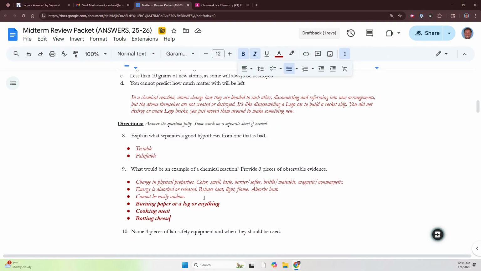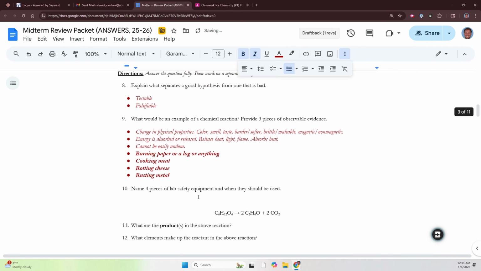And that's a good point to bring up here. Not all chemical reactions are easily observable in all these pieces of evidence. But if you can find two pieces of evidence or more, then you have a pretty good candidate for a chemical reaction. Another one would be, classic, rusting metal. Can't unrust it. All right.